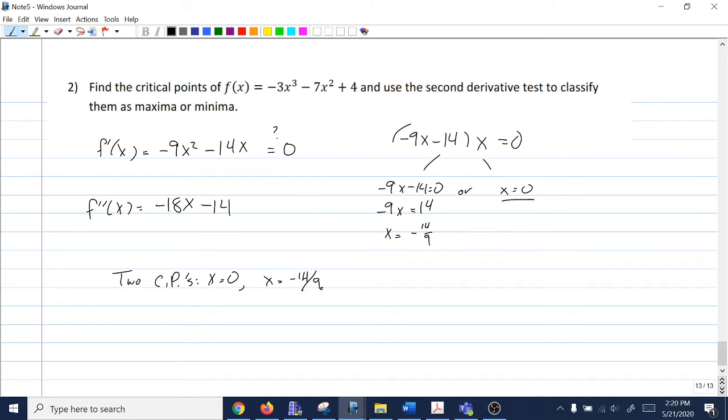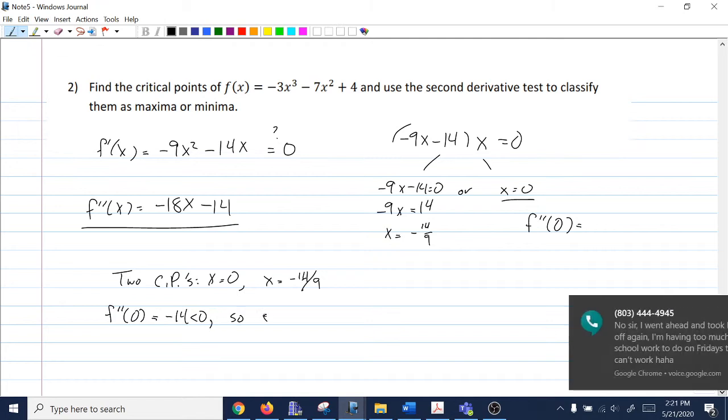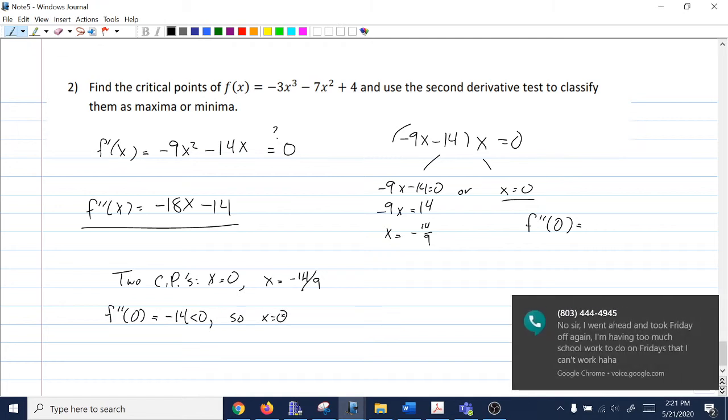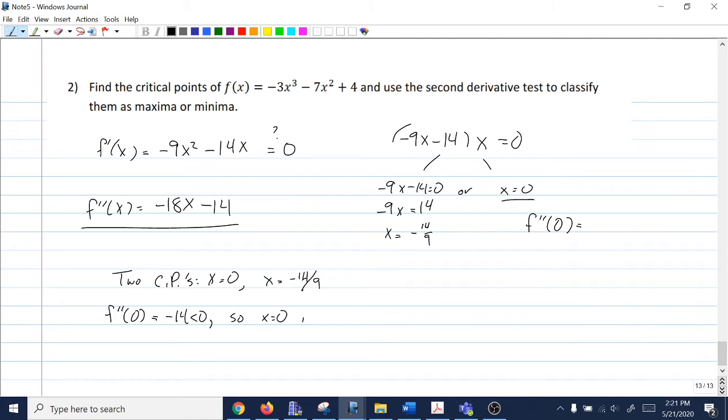To use the second derivative test, I take those numbers and plug them into the second derivative. What's f double prime of 0? Let's do that down here. F double prime of 0 is negative 14, which is negative. In my head, I'm thinking, negative second derivative means concave down. Concave down critical point, that's a local max. So x equals 0 is a local max.